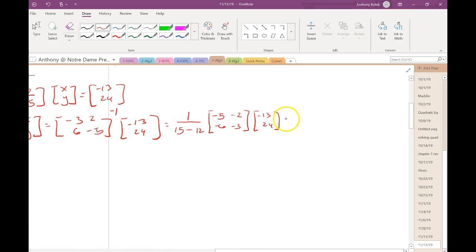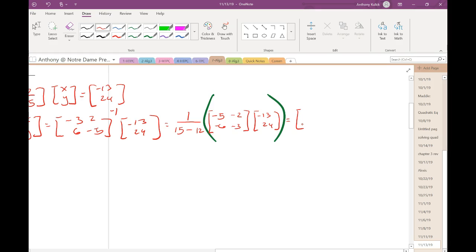Now I just need to multiply these three things together. So I have one scalar multiplication, one matrix multiplication to do. The order that I'm going to do them is I'm going to do the matrix multiplication first, because then I won't have to worry about adding fractions at any point. So I'm going to do that matrix multiplication first.